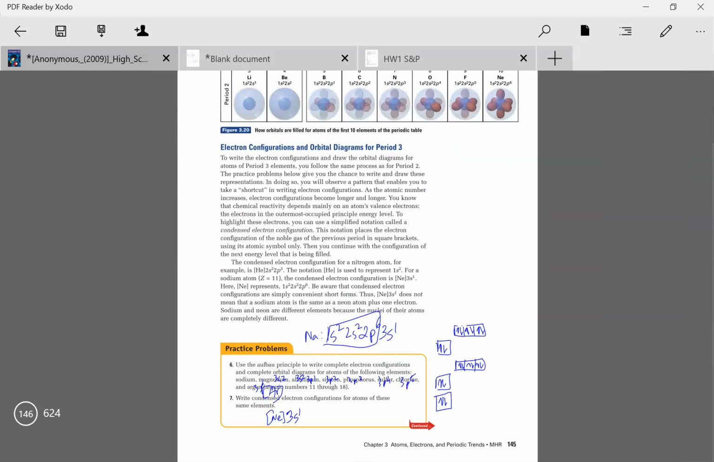So hopefully we're good with drawing electronic configurations. We'll practice this on Monday. If you still have any questions, let me or Miss McKenzie know, and we'll go through a couple of examples again, as a class or individually, however you need.